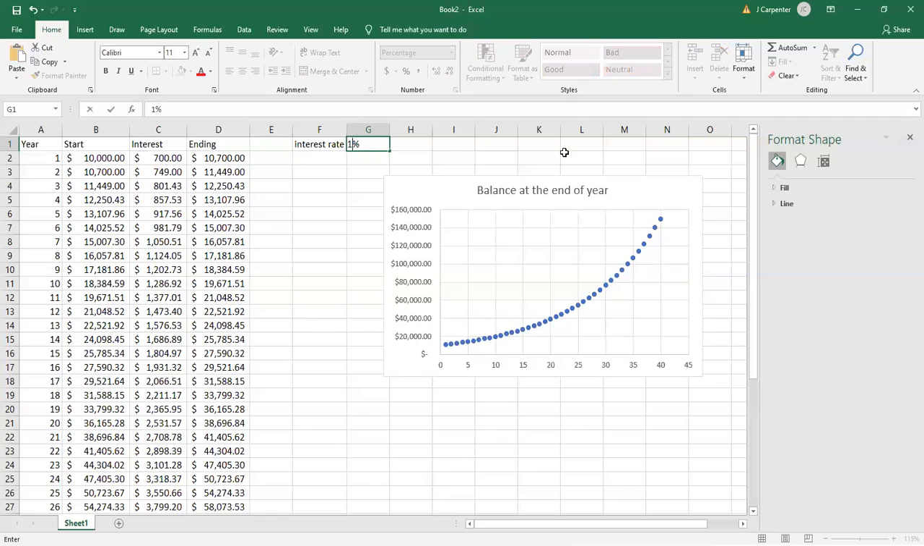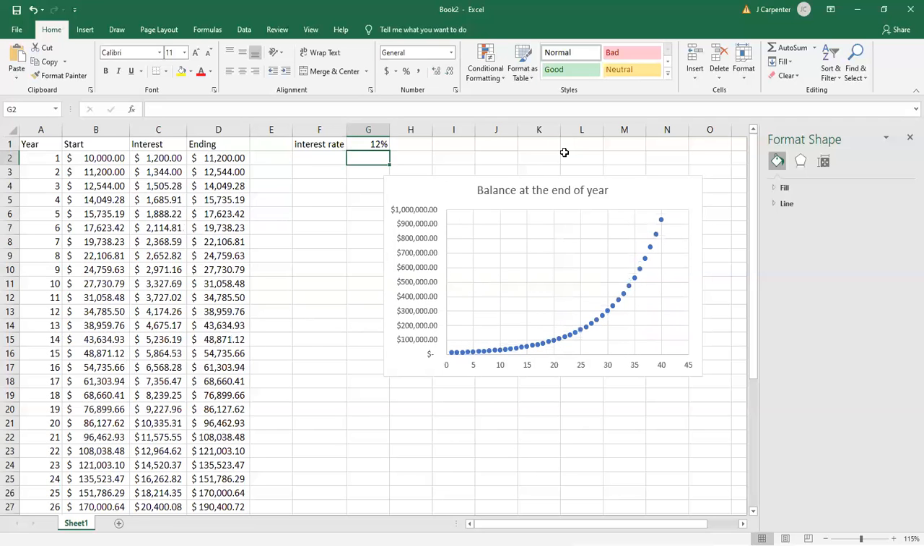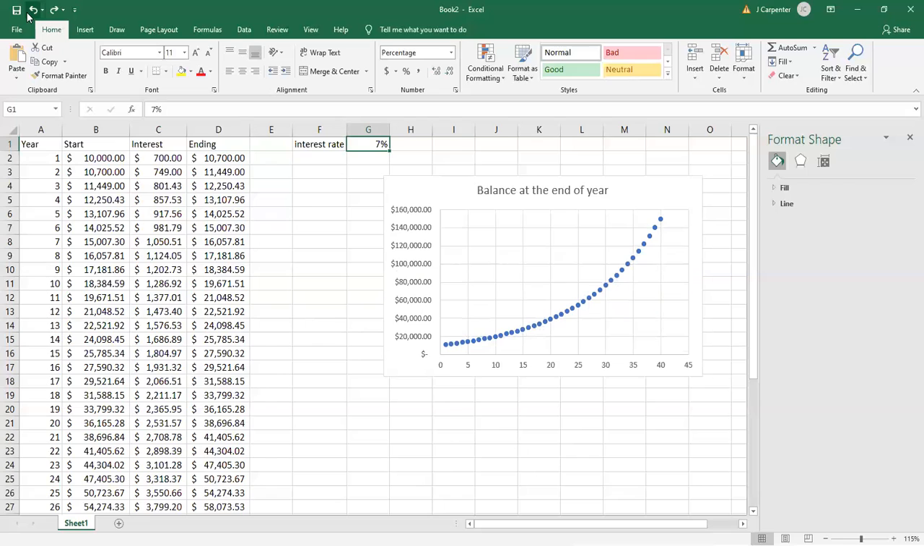Check this out if we change this to 12%. Now that is an explosion. You might say, well, Mr. Beckner, that doesn't look that much steeper than before. Watch the numbers though. Look at this number right here. It's almost $1 million. If I undo that, we were only up to 160,000.